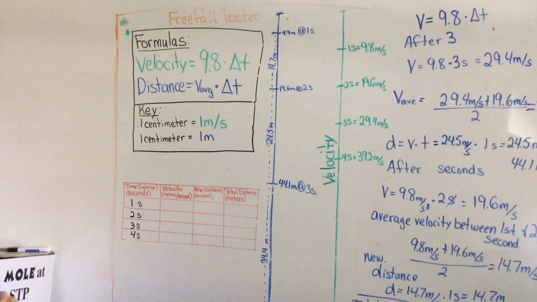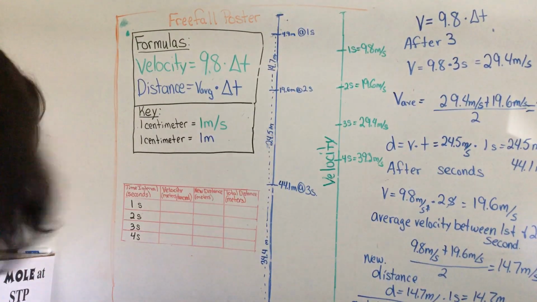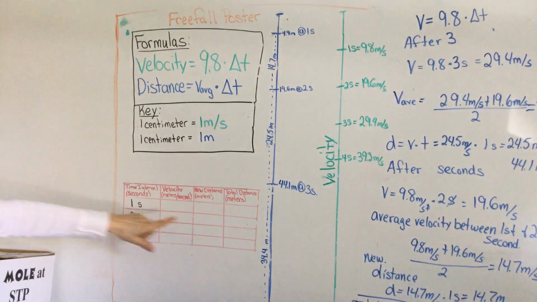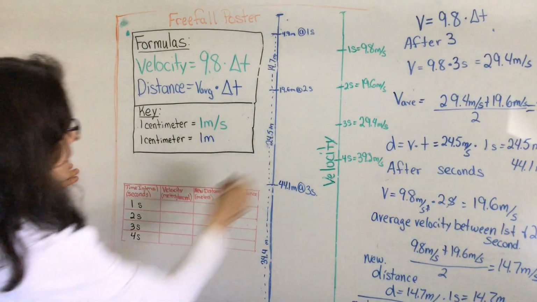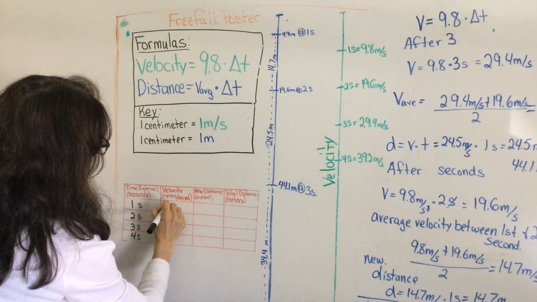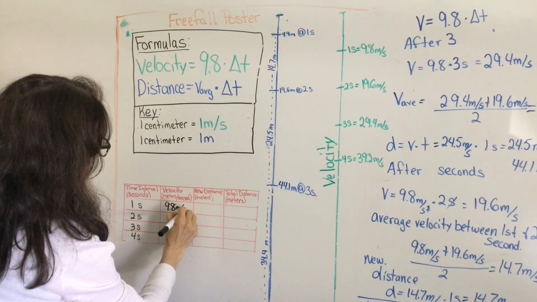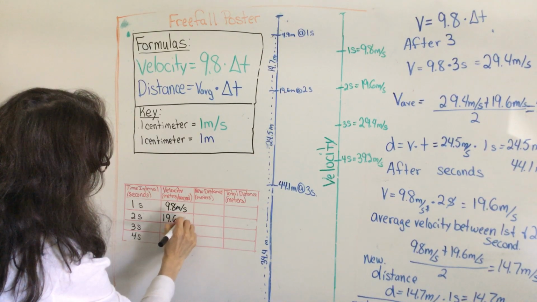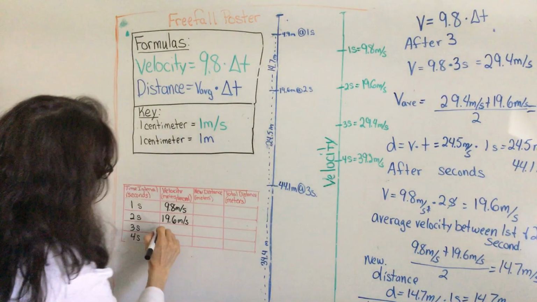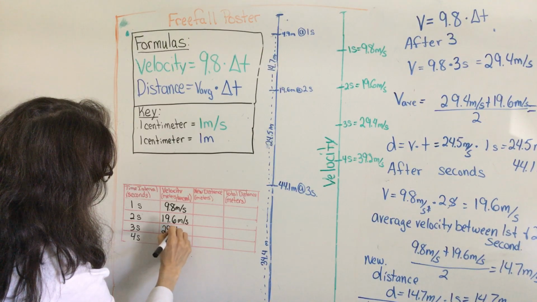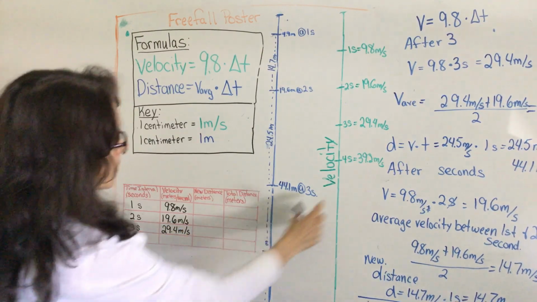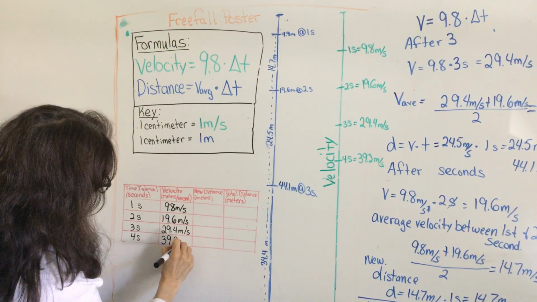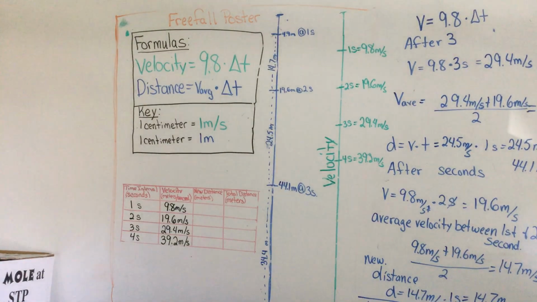At 1 second, the velocity was, you're going to put not the average, you'll just put the final velocity. So you put these numbers here: 9.8 meters per second, 19.6, 29.4, and 39.2. Now I know this is a little far away. I'll zoom in a minute.